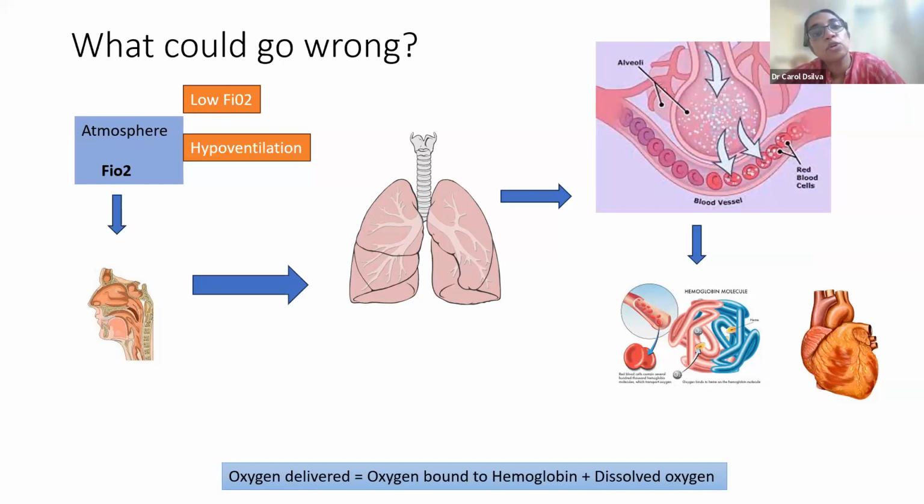So for any reason, if your patient is hypoventilating, one of 2 things will happen. The FiO2, or the oxygen the patient is breathing, is less. And also because the patient is hypoventilating, they're not washing out carbon dioxide. So you will get both hypoxia as well as hypercarbia in these patients.